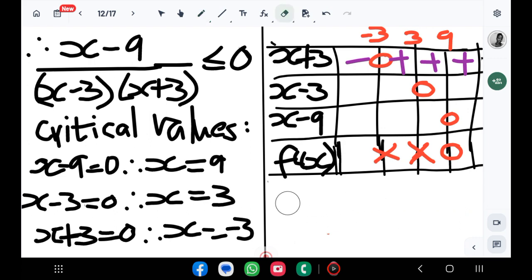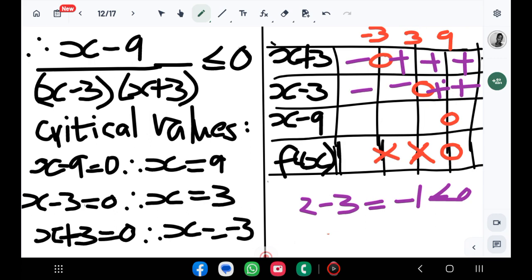For x minus 3, it's 0 at 3 and positive to the right of 3. For example, 4 minus 3 will give you 1, so it's positive. To the left of that, it's negative because, for example, anything less than 3, like 2 minus 3, will give you negative 1, which is negative. So it's negative to the left of that.